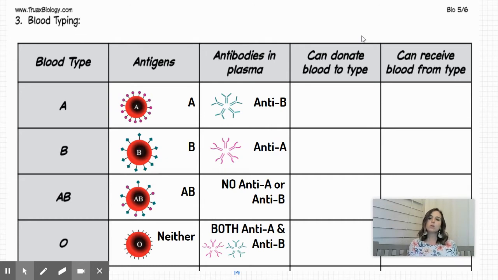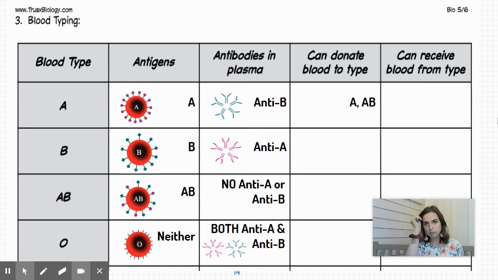So who can donate to who becomes slightly confusing. But if you have antigens straight, antigen is me, my jersey. Okay, what am I? Antibodies is who I'm against. Okay, that's who I want to fight. Okay, that helps us know who can donate blood.